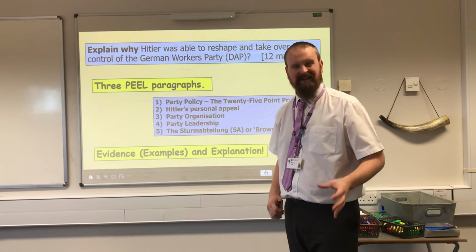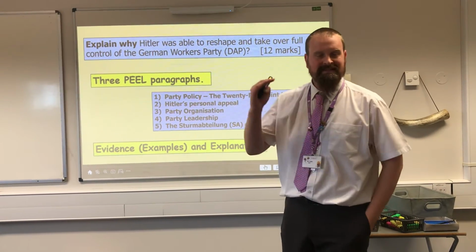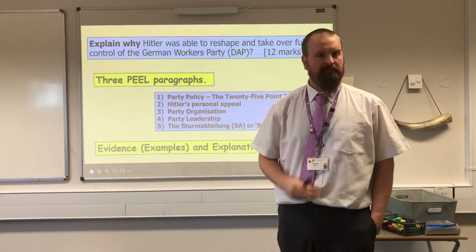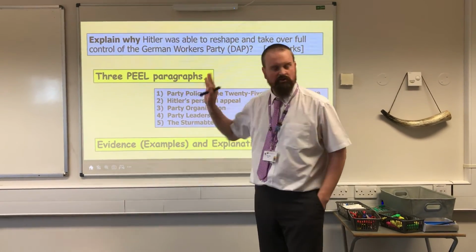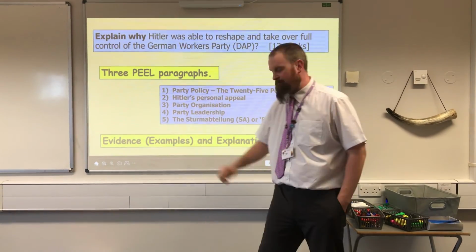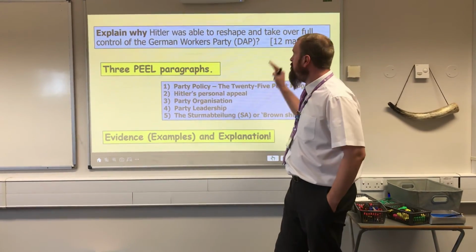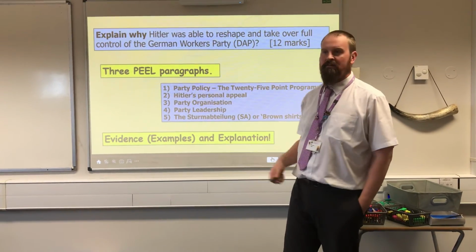This is really key, guys. It's a hard thing to get the hang of. Once you do, you'll get all those up to the 10, 11, 12 marks, which is what we want for you guys. So I'll say it again. You want 3 points. You choose any of these. Don't try and do all 5. Just 3 strong paragraphs where you use some evidence, some examples, and try and explain why that gives Hitler the ability to reshape and take over full control.